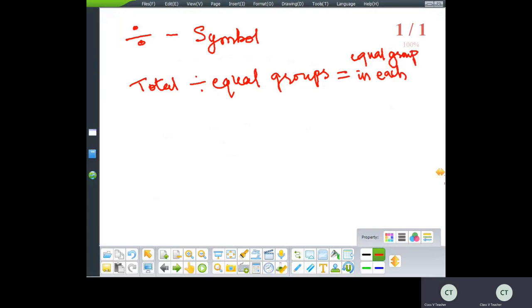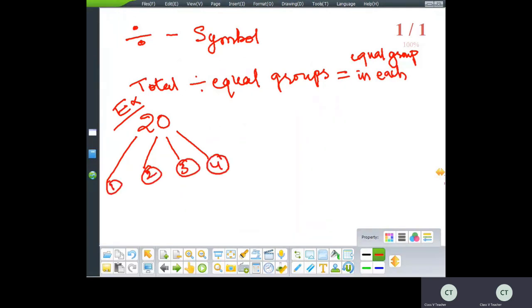Now let me give you an example orally. You have 20 chocolates and you have to distribute them among 4 friends. How many friends? 4 friends: 1, 2, 3, 4. Now how will you distribute among each friend separately?